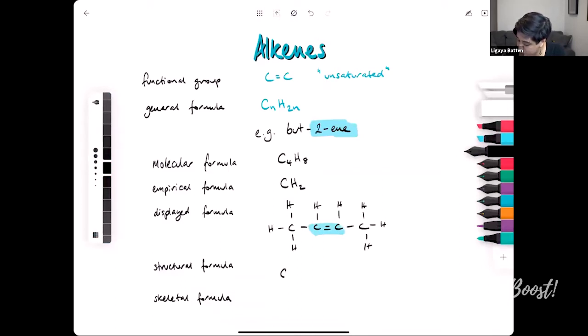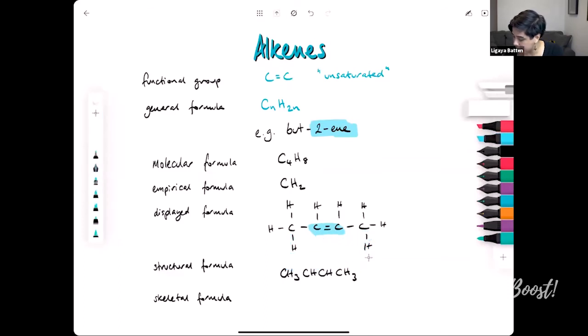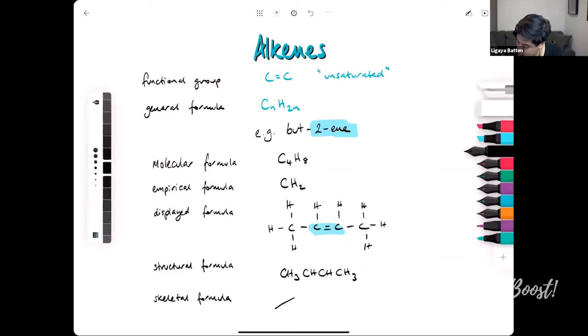The structural formula then will be CH3, CH, CH, CH3. So hopefully you can see as we go along these different carbons here, that's the CH3, that's the CH, that's the other CH, and that's the CH3. The skeletal formula then will again be 3 lines connected like that, so the 4 ends showing the carbons. But now because we have the double bond, we draw another line parallel to that. So that represents the double bond, okay?